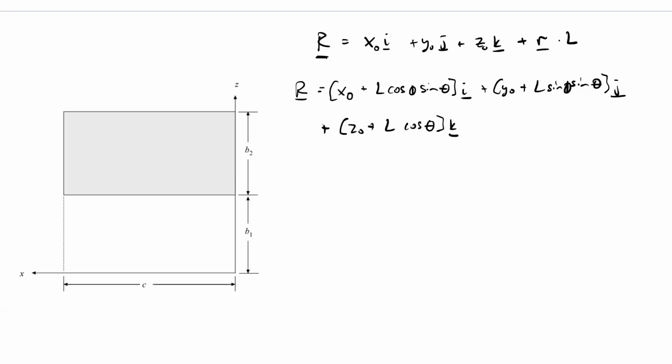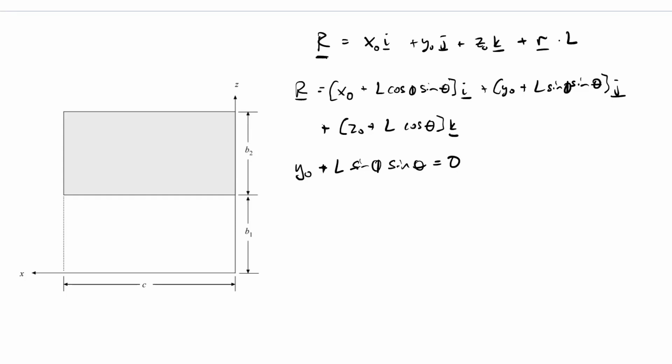We do know, like I said, that this has to be at y equals 0. So we could force the y part of the equation, just consider the y part of the vector, and force that to be equal to 0 and solve that then for L. So we could do that here. Let's say y0 plus L sine of phi sine of theta is equal to 0. That's our y coordinate. It has to be equal to 0.